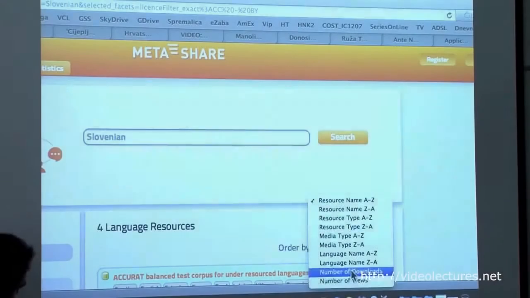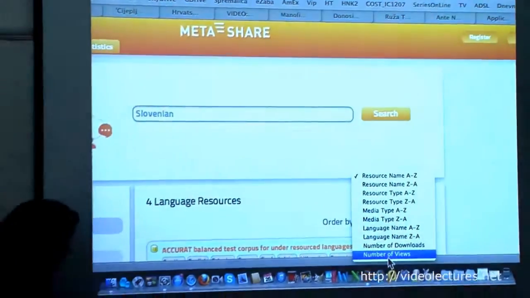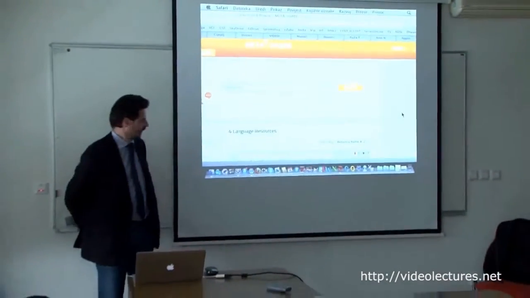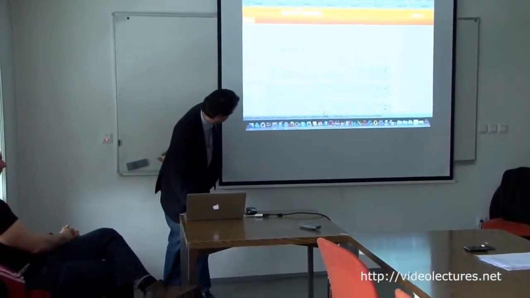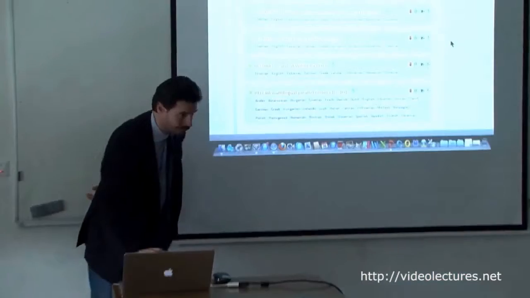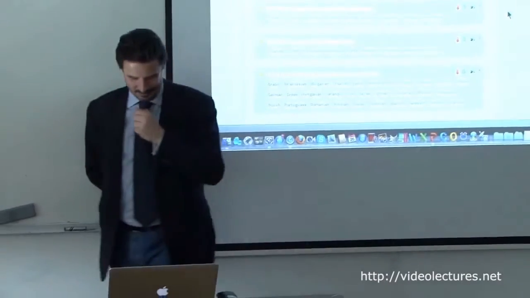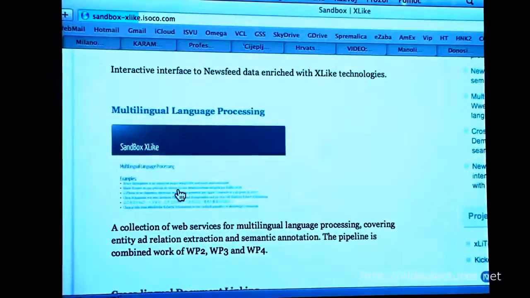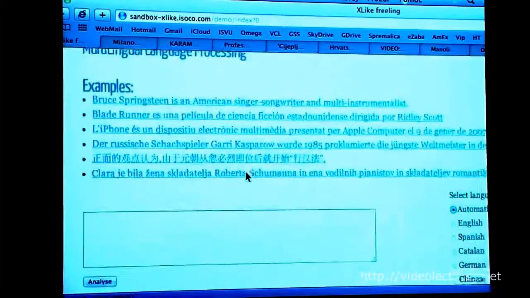So number of views, number of downloads, language name. So you have this type of ranking. And these are the number of views, of course. See, this is the number of downloads. At this moment, this is expected since the whole thing was launched in January, and these are quite specific types of resources. So I will stick only to language technology prototypes.